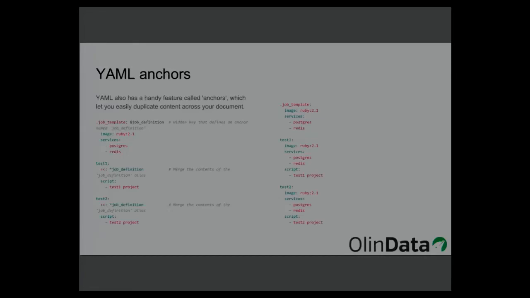So to run through it real quickly, we define this hidden key called job template, and then we assign all of these things to it. And then everywhere where we use it, these less than signs are actually merging. This is the job definition that refers to this job definition, and it gets merged into this test1 job. So what we see is that this stuff is equal for job 1 and job 2, so we might as well extract it here.